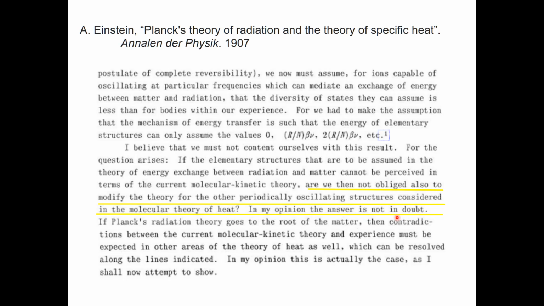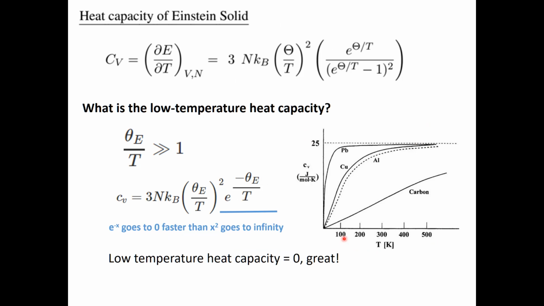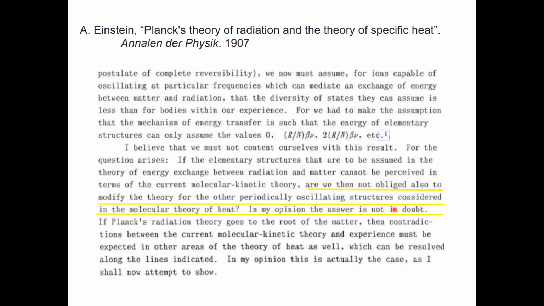In other words, if energy can only exist in quantized values, then even for vibrations, we should also assume that they can only vibrate at discrete quantized values. So again, this is Einstein's genius, right? He's taking his physical insight that energy is quantized and applying it to a totally different system. Now it's vibrations of atoms on a lattice, and if you do all the math, you can reproduce this experimental observation. So Einstein really is great.